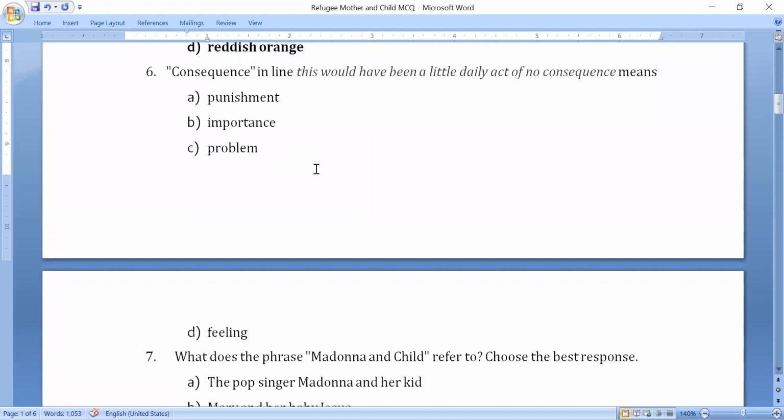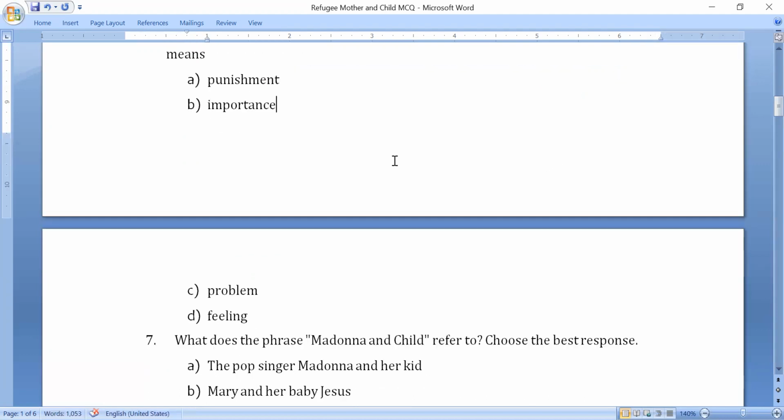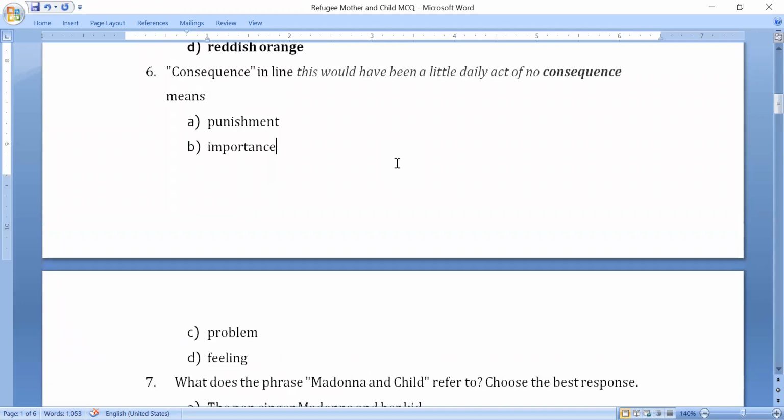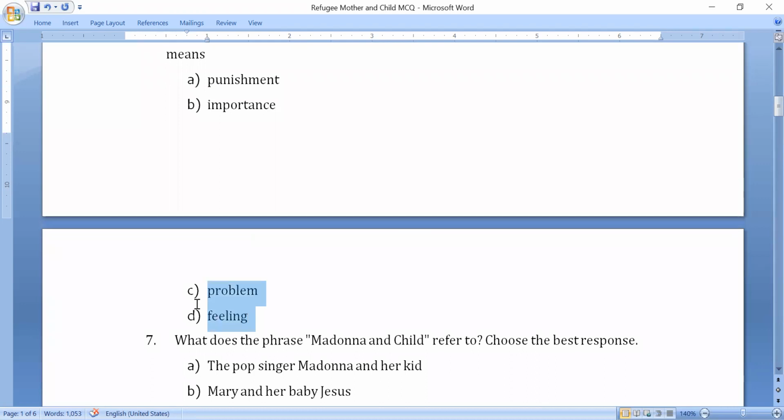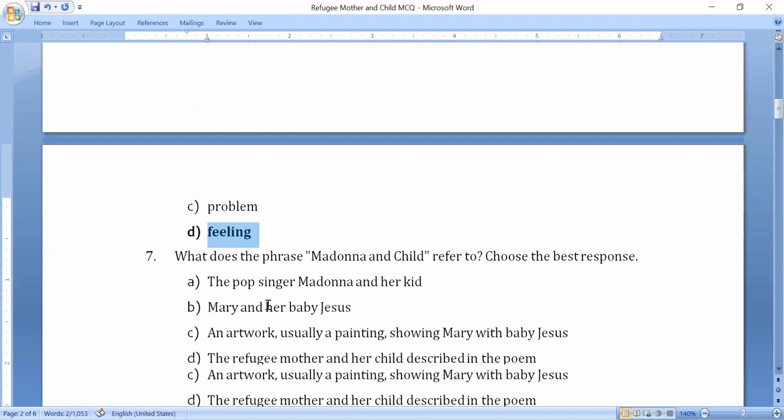Sixth question. Consequences, in the line, this would have been a little daily act of no consequences. In this line, what is the meaning of the word consequences? Is it punishment, importance, problem, or a feeling? The right answer is D, feeling.